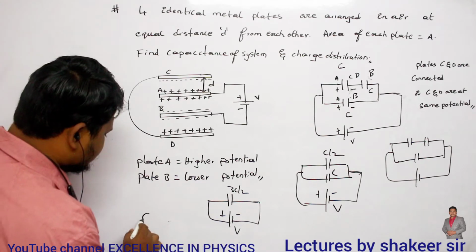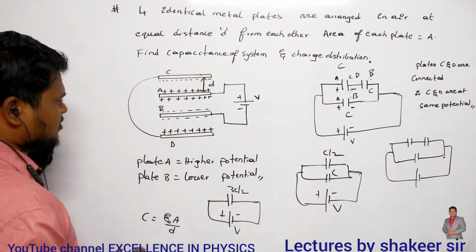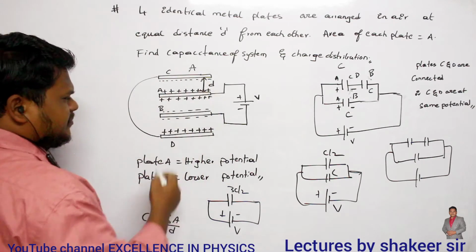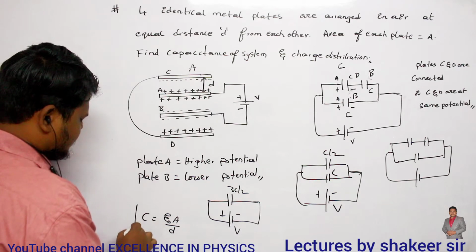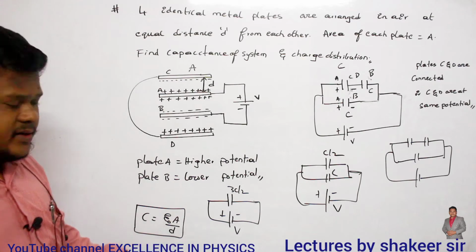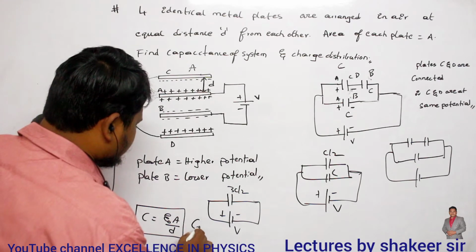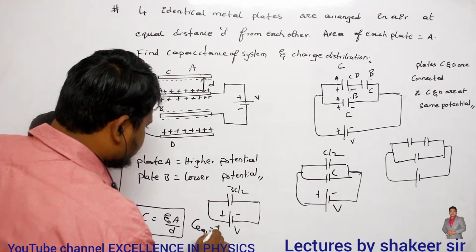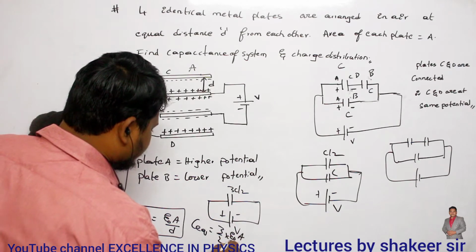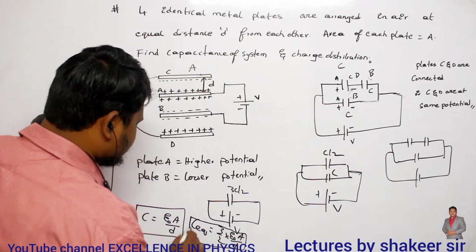Then what is the individual capacitance? Individual capacitance C is equal to epsilon naught A divided by d. Area of each plate is A, and the distance between two plates is d. So the capacitance of each capacitor will be epsilon naught A divided by d. Therefore, the total equivalent capacitance is 3 by 2 C, so 3 by 2 into epsilon naught A divided by d. This is the total equivalent capacitance of this circuit.